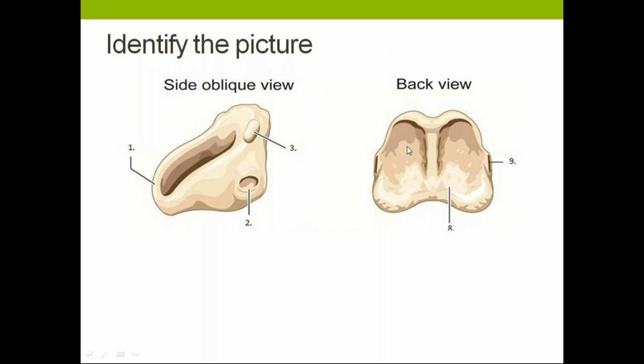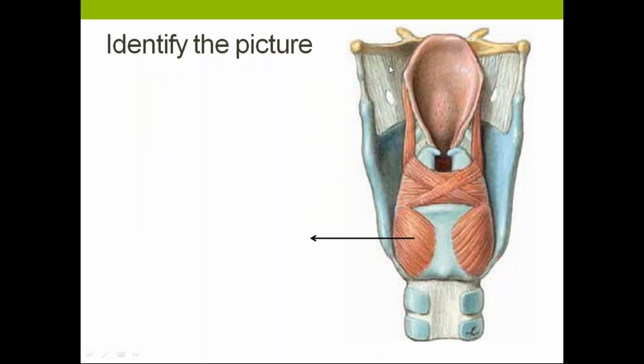Now see, this is the posterior view. This is the lamina. So what is number 8? The posterior surface of the lamina of the cricoid cartilage. What muscle is attached here? Posterior cricoarytenoid muscle. Very good. In the median ridge, the thickened ridge, what is attached here? Tendon of the esophagus. Good.